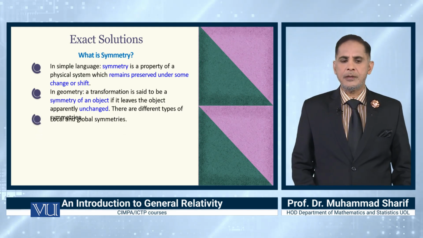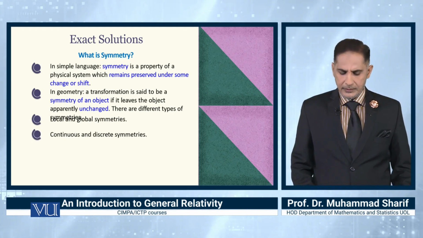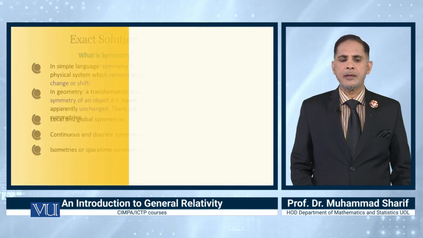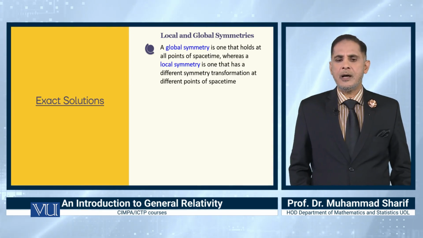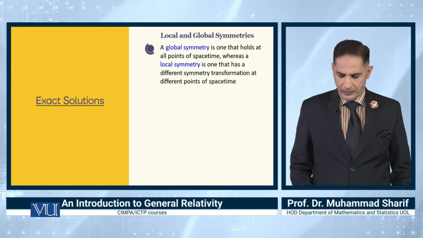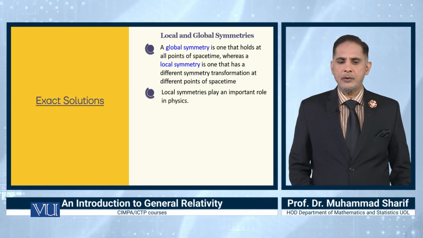local and global symmetries, continuous and discrete symmetries, isometries or space-time symmetries. A global symmetry is one that holds at all points of space-time, whereas a local symmetry is one that has a different symmetry transformation at different points of space-time. Local symmetries play an important role in physics.